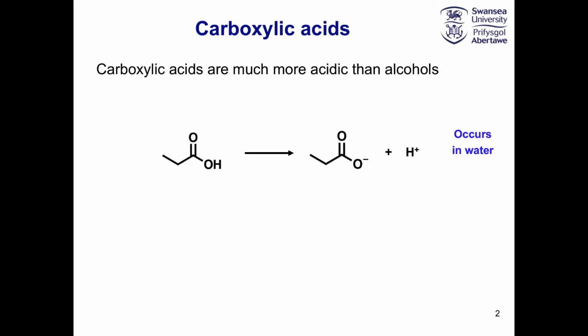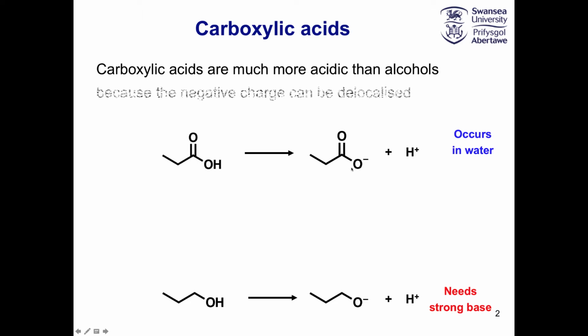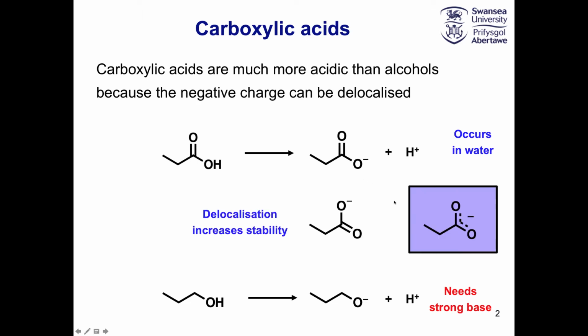You'll remember this from last semester, I've just copied this from one of my previous videos, that carboxylic acids can readily lose a proton to form this carboxylate anion. Alcohols can technically do this too, but they're much less happy to do so because the negative charge on the carboxylate anion can be delocalized between the two oxygen atoms, whereas it's held on a single oxygen atom in the alkoxide anion. We can represent this delocalization using curly arrows.